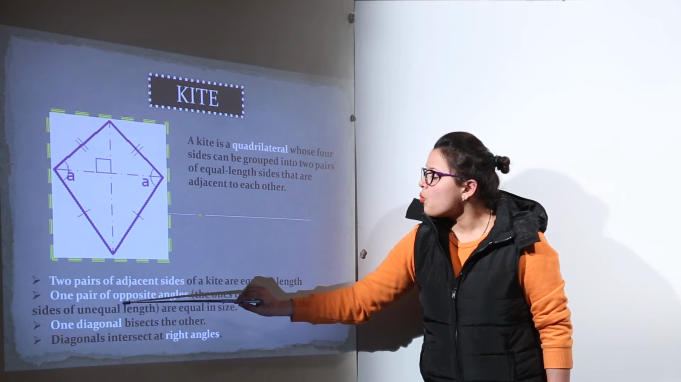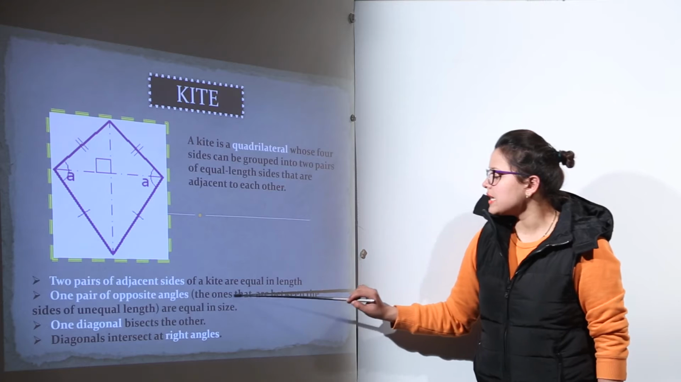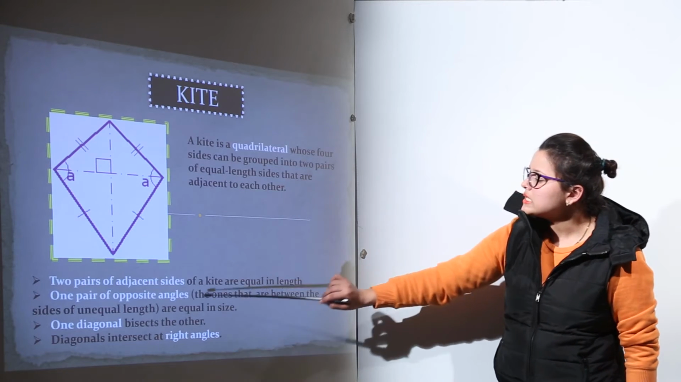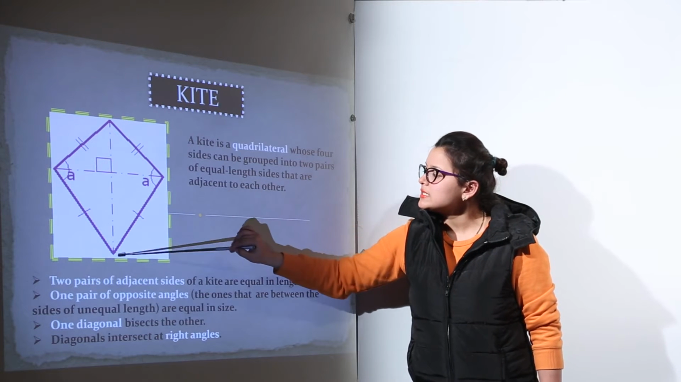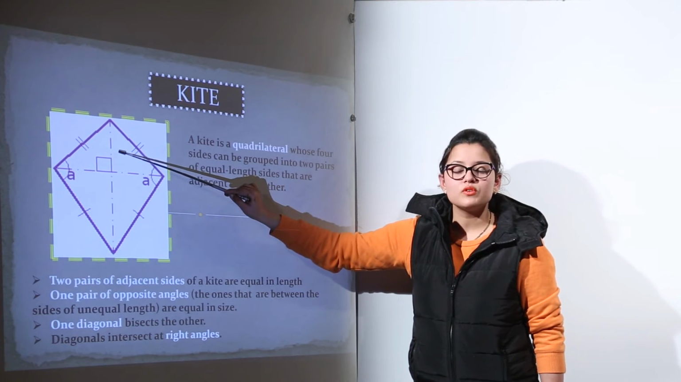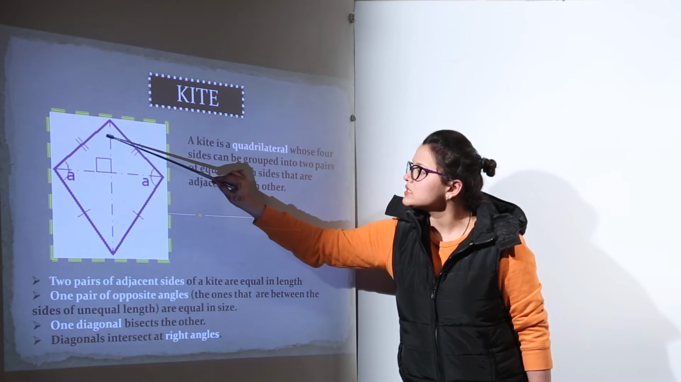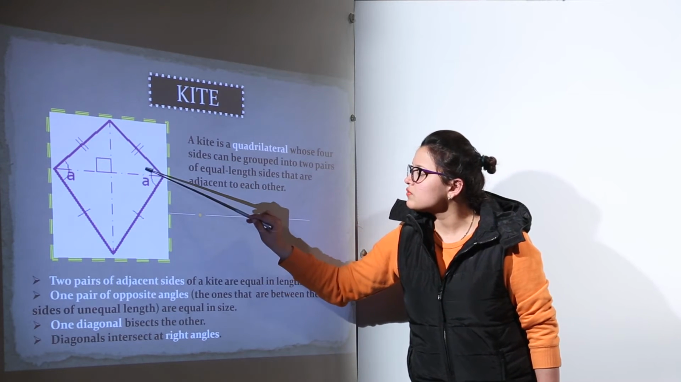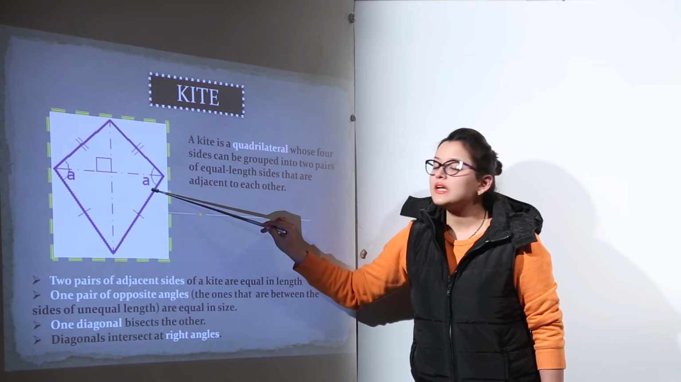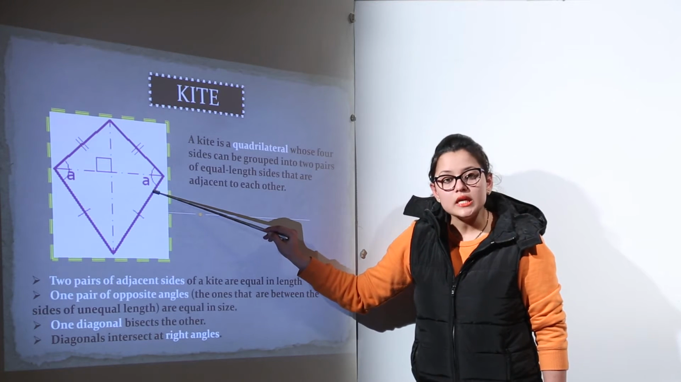The next is one pair of opposite angles, that is the ones that are between the sides of unequal length. Now you can see this kite is making four angles. Which are the four angles? This is the one angle, this is the second angle, this is the third angle, and this forms the fourth angle. Now the angle between the non-equal sides.